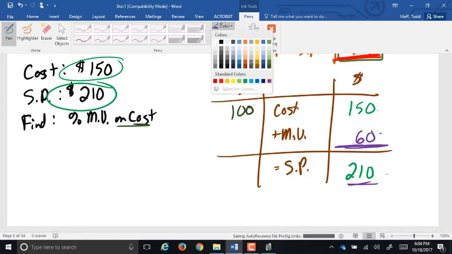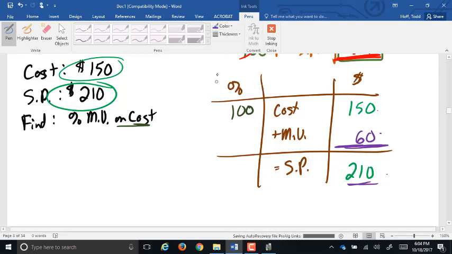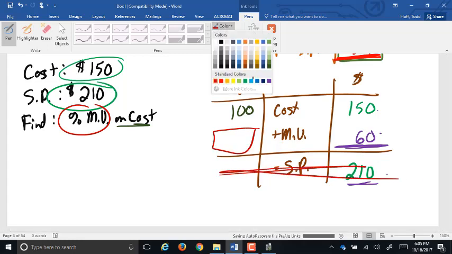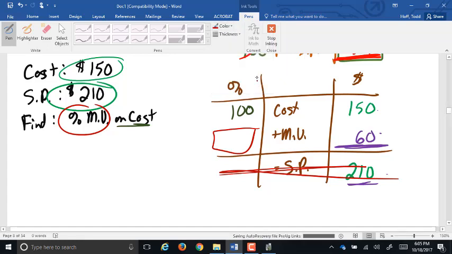Now we are looking for the percent markup. So we're looking for this. So we don't need the bottom row. Now what can we multiply here? 60 times 100, then divide by the 150, which will be 40. So that is 40%.